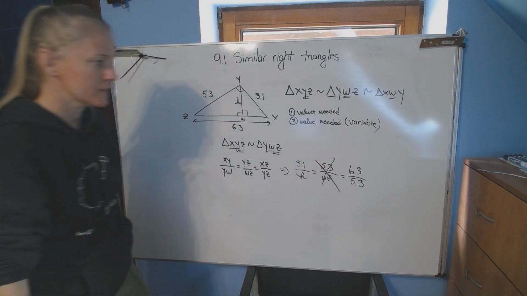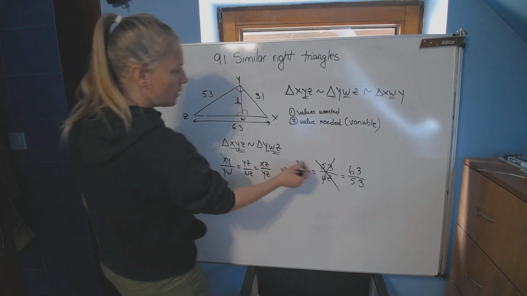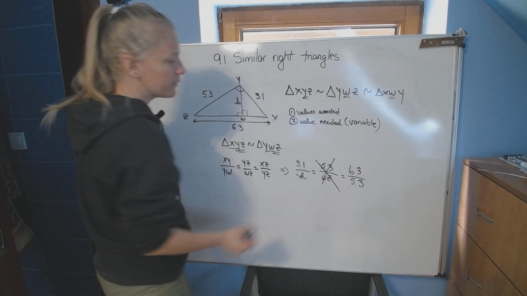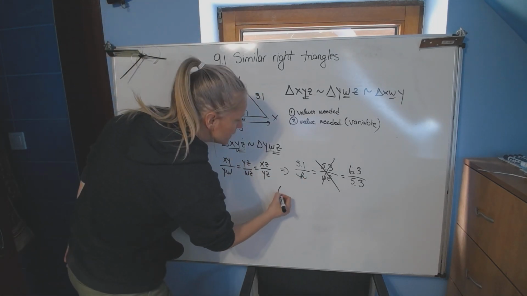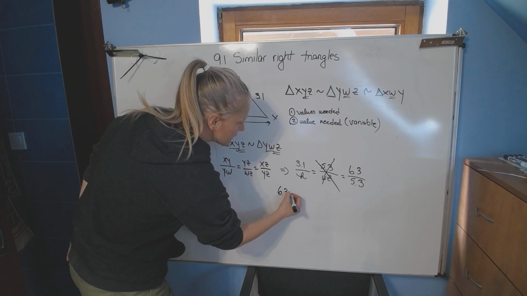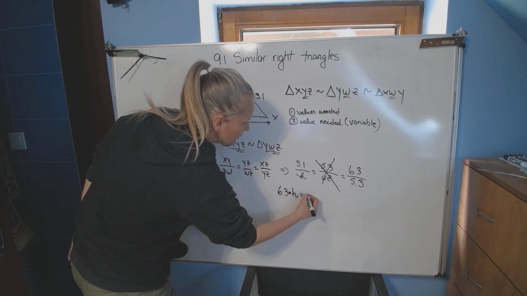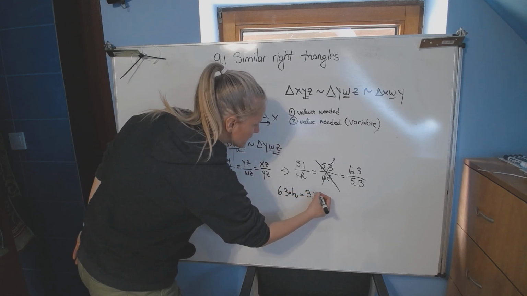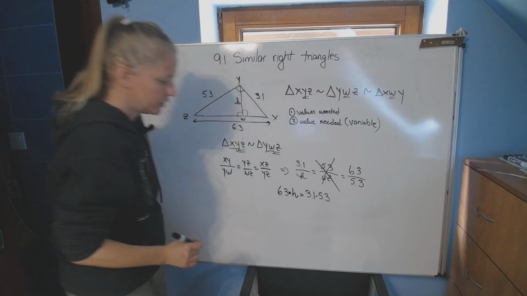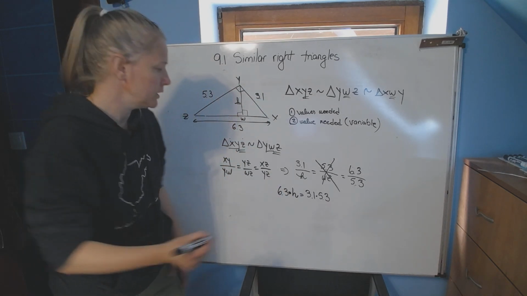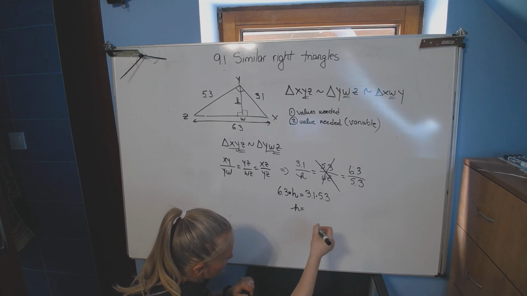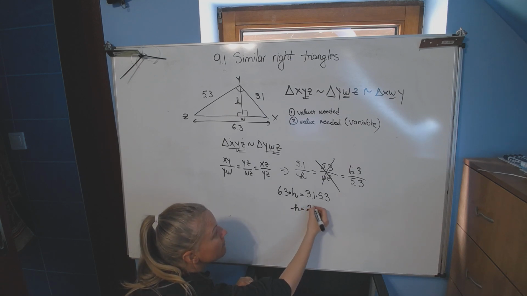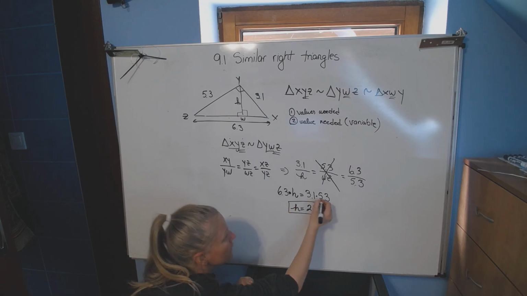We're just not going to use that middle one. Number, number, number, variable. Remember the cross multiplying situation? This becomes 6.3 times H equals 3.1 times 5.3. I encourage you to use your calculator when you do this. Once you use your calculator, H comes up to be about 2.7.